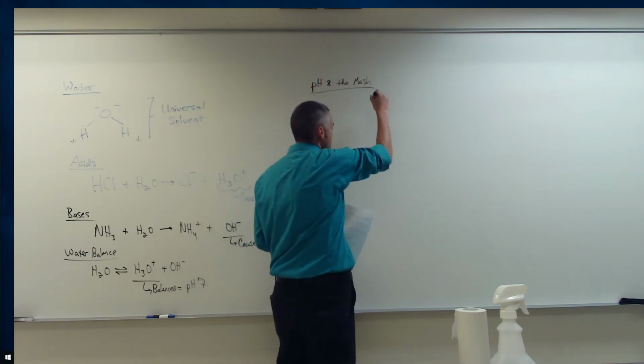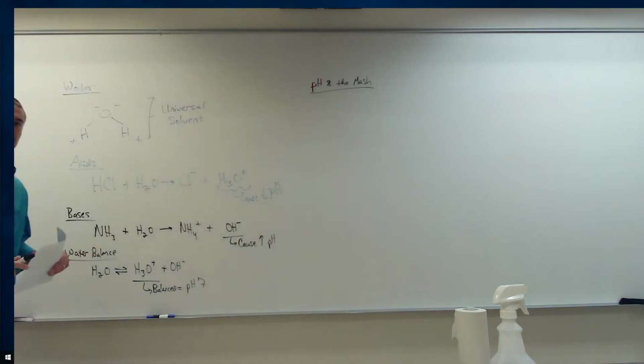pH in the mash. What happens in our mash? What does the mash accomplish? Anybody? What do we convert into something else? Sugars and starches. Reverse. Yeah, we take our starches from the seed, and we're going to convert them into sugars. What does that? It's our enzymes, all right?